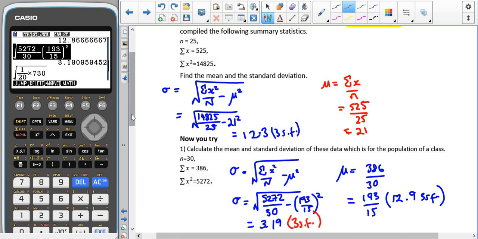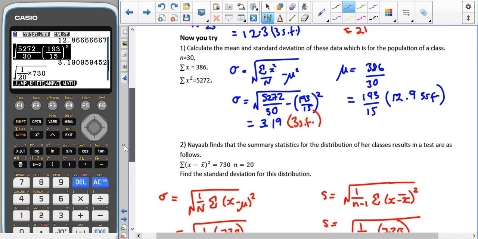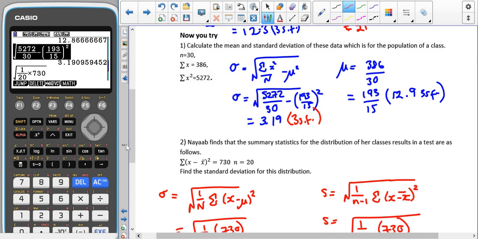So then, on the next question, I don't think it's clear enough that they would expect you to do one or the other. It doesn't mention population and it doesn't mention sample. Now, if it doesn't make it very clear, then you're within your right to use either one. In this case, it says that NIAB finds the summary statistics for the distribution of her class's results, but it doesn't say in what context we're going to be using this. Are we only going to use this for NIAB's classes, or are we going to be using it for all the classes? So I have done both of them.